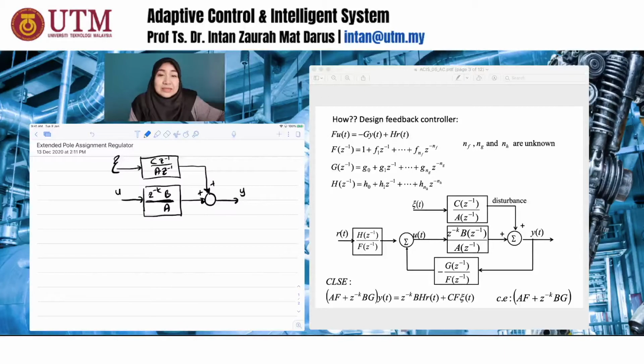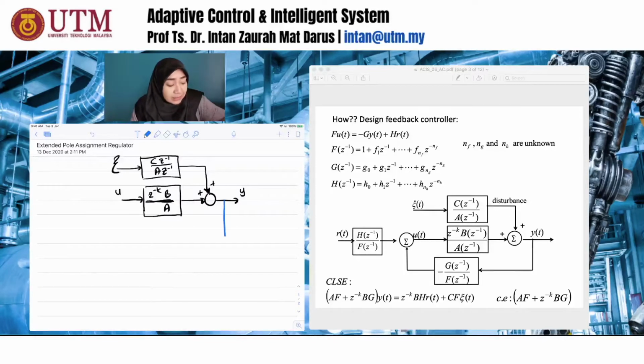Let's have a look at the system that we have just now. So I have the ARMAX model system with z^-k B over A, and then input u is applied to it, and then the response y is correlated with noise zeta multiplied by polynomial C over A. So from this equation, we would like to design a controller with an extended pole assignment controller. So the controller is looking like this.